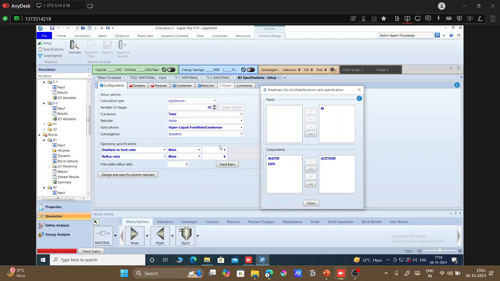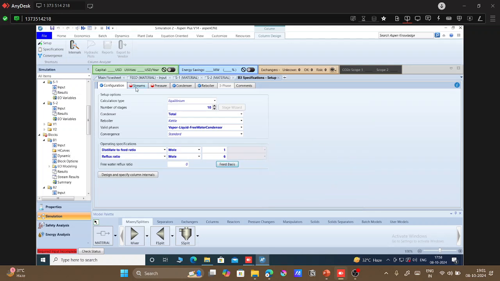So this ratio of 1 distillate to feed will be considered for acetone, rather than looking at the total distillate to feed ratio. It will look at the flow rate of acetone in the distillate and the flow rate of acetone in the feed and consider that.